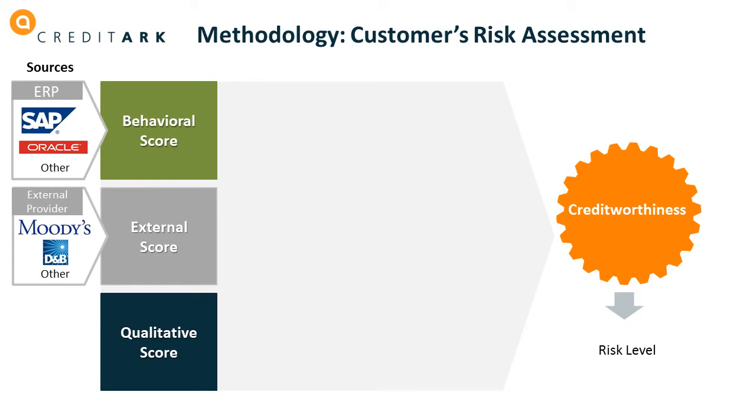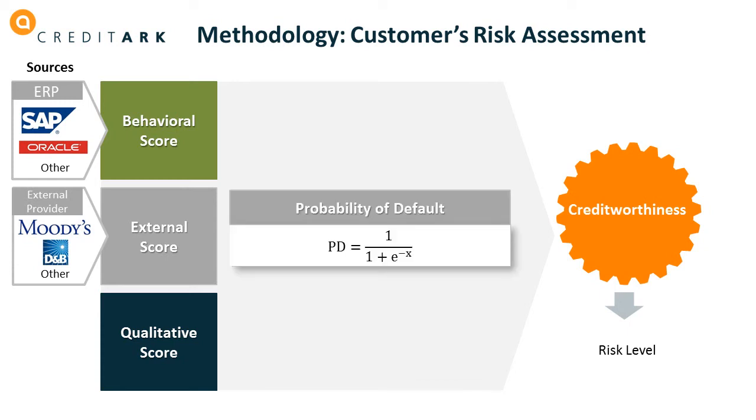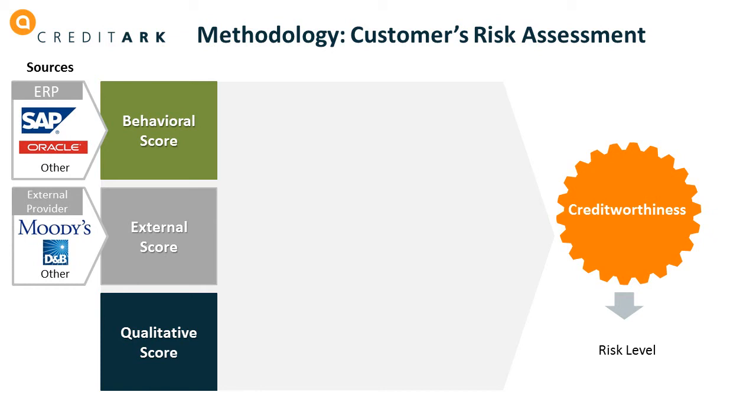The external score is either a rating given by an agency or derives from the financial and credit data provided by business information providers. In the latter case, the data from the external vendor are used to develop a scoring model that produces a mathematically derived probability of default for every customer.